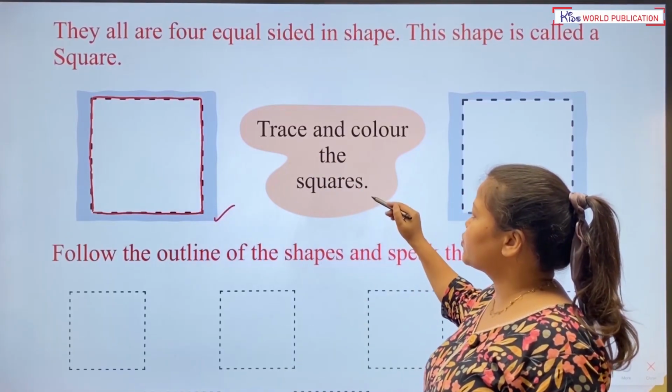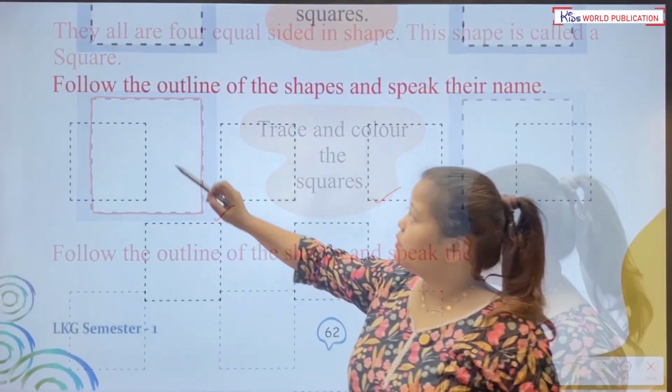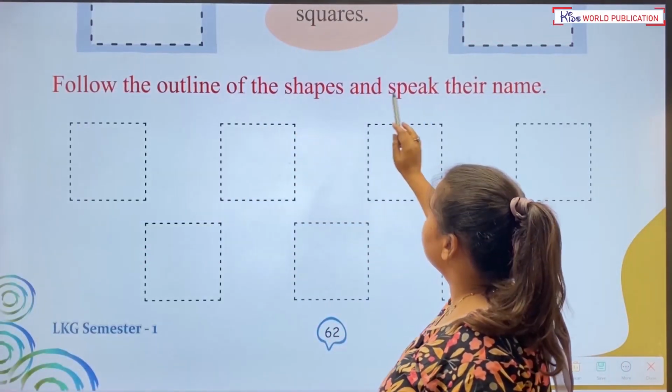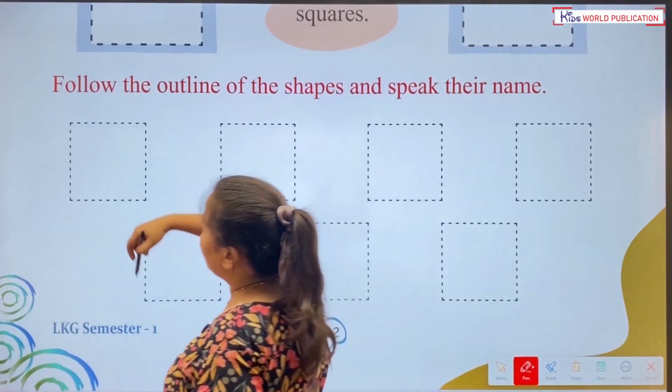Trace and color the square. And you will also color the square in your favorite color. Follow the outline of the shapes and speak their name. So kids, you will trace the outline.